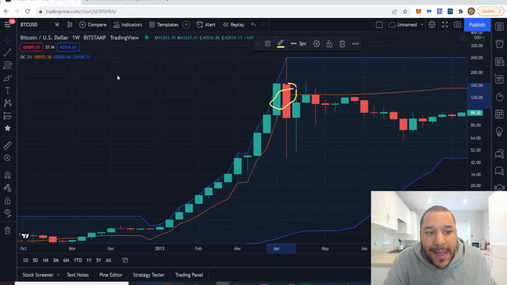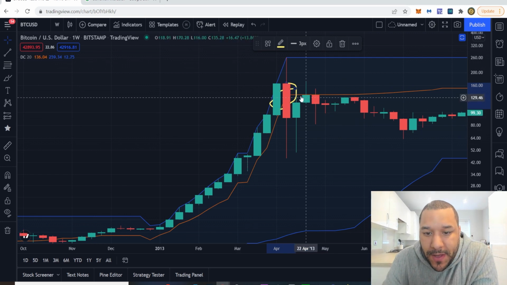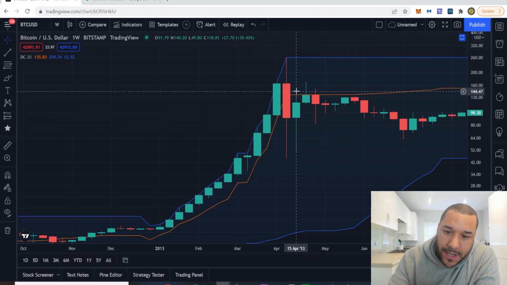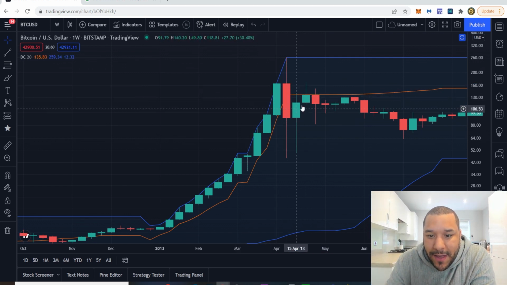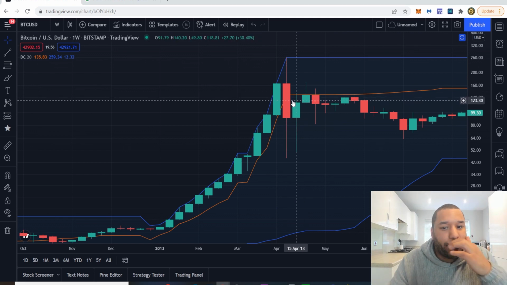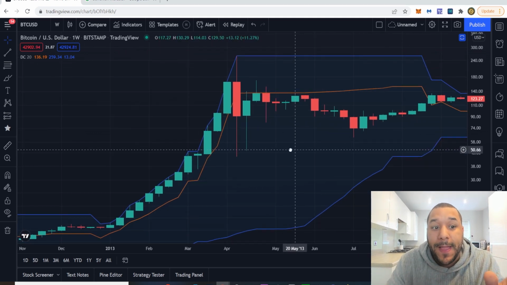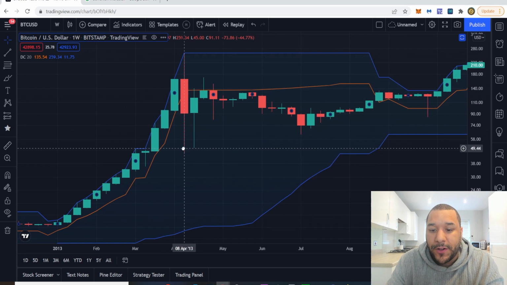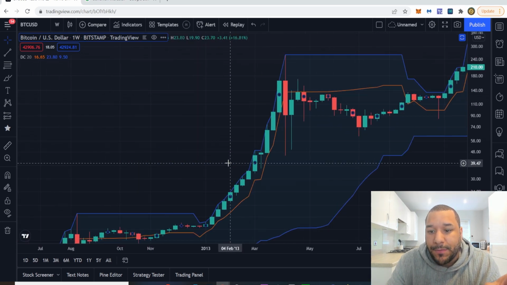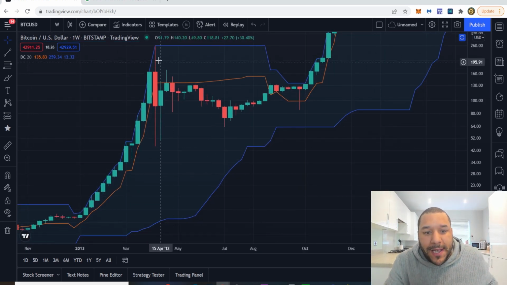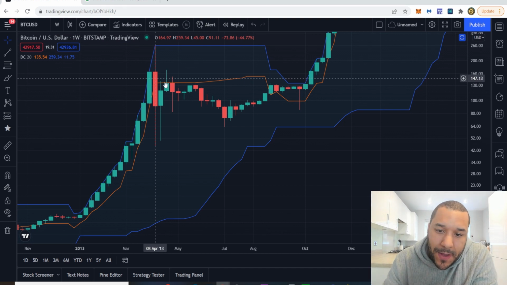Now again, this is weekly candles, weekly time frame. So one week's worth of action, okay? For me, this area here would have been my first time to consider taking profits before it entered the bear market of 2013, 2014. But it had a double top. So even though I would have taken profits here, I would have waited. I would have waited a long time.